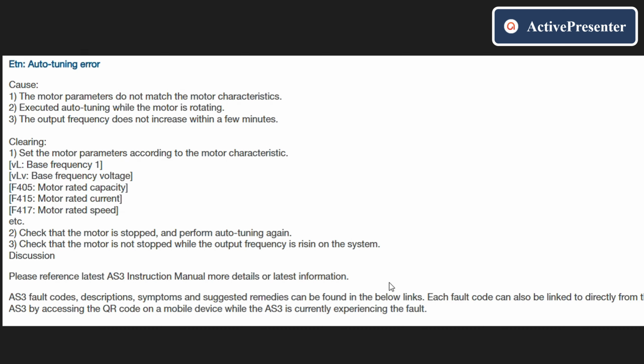Normally you can reset and run this. This is not a very crucial error. It is very normal, no issue with it. You just reset and power it off and on, and it will work.